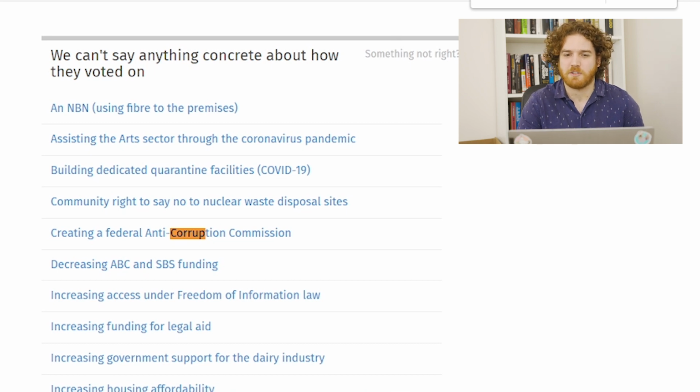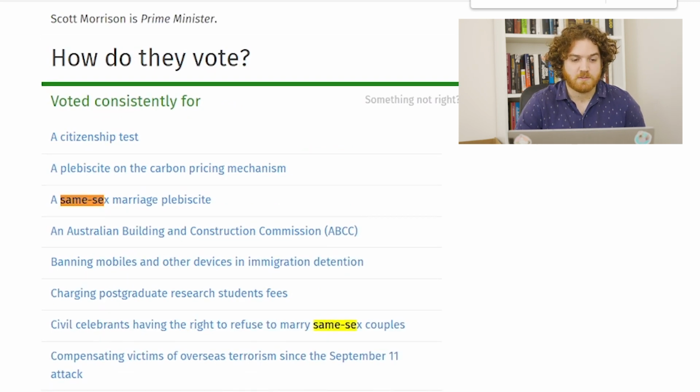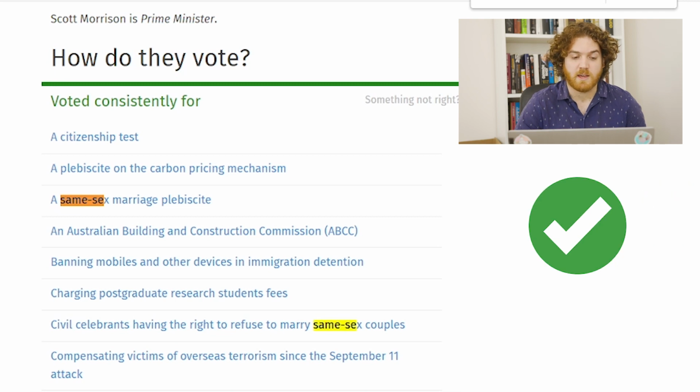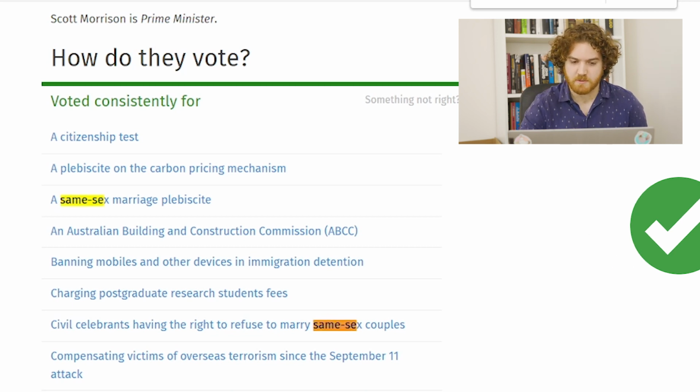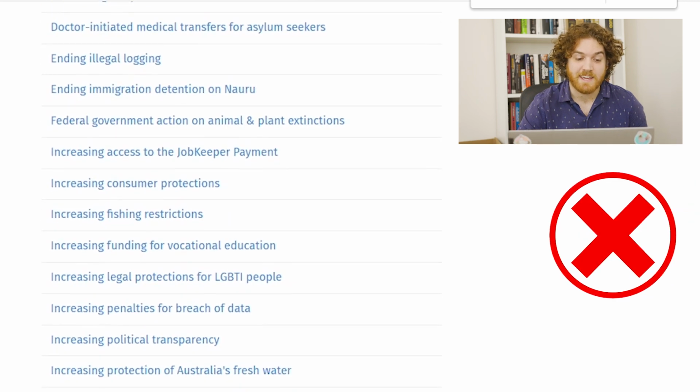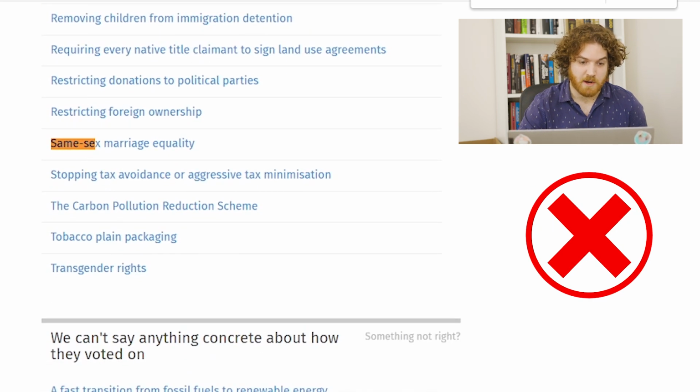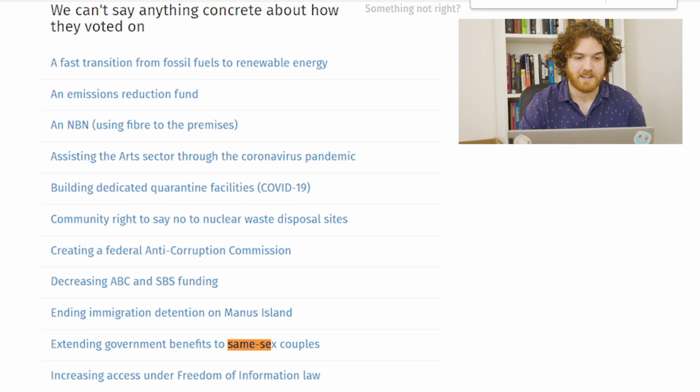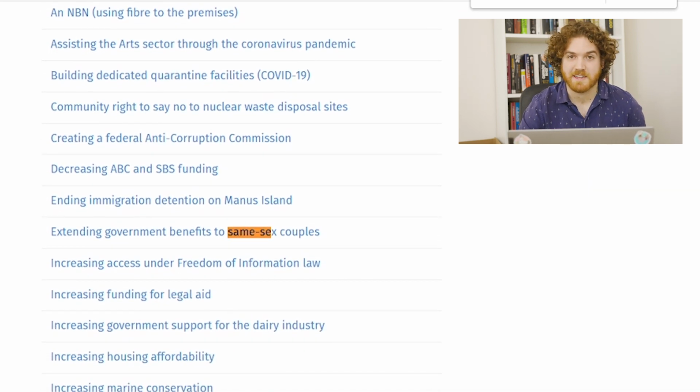LGBTQIA+ issues. So we can see Scott Morrison has voted consistently for a same-sex marriage plebiscite, and also voted for civil celebrants having the right to refuse to marry same-sex couples. Whereas he has voted consistently against same-sex marriage equality, and we can't say anything concrete about how he's voted on extending government benefits to same-sex couples.